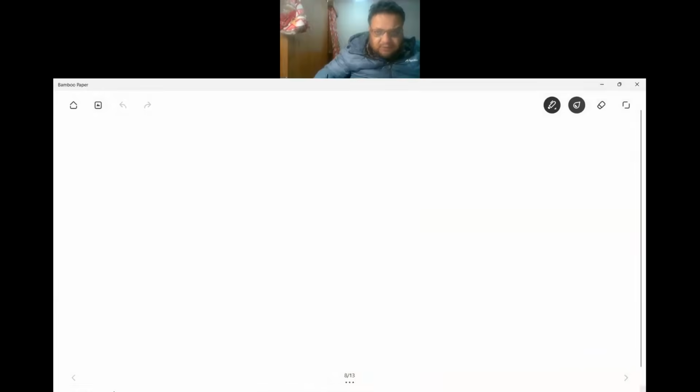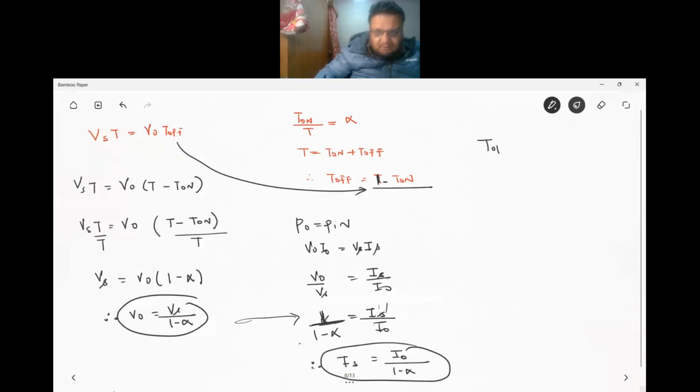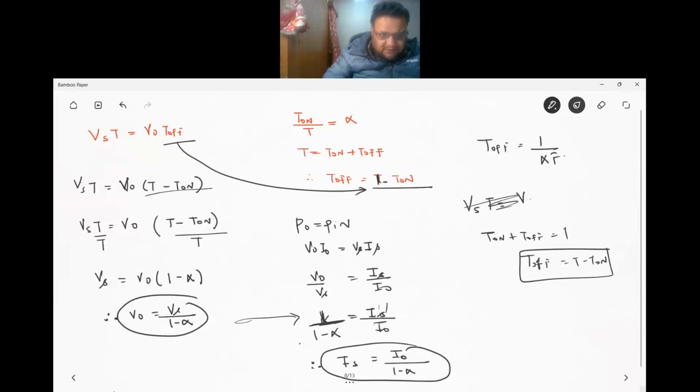So let me just go to the next slide. So we notice that T off is equal to 1 by alpha F, right? So here what you do is you just write Vs by T and V naught here, and T off you can directly write as 1 by alpha F. That is one easy way to do. Or it is better to do like this. See, T on plus T off is equal to T, right? So your T off value would be equal to T minus T on, correct?